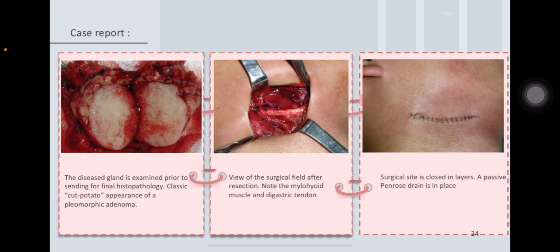Examine the diseased gland and notice the classical cut potato appearance of the pleomorphic adenoma. Lastly, view the surgical field after resection and then close the surgical site in layers and use the passive Penrose drain in place.